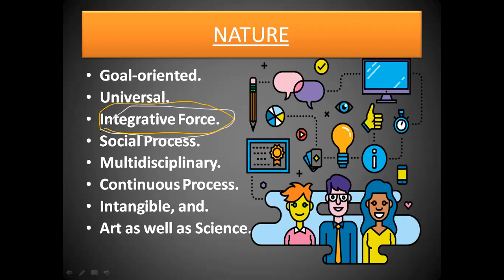Next thing is social process. It's a social process because there are numerous people involved in management. So you cannot do it on your own. Whenever you're managing, you're talking about many people. So it's a social process. You will be interacting with other people, and you will be knowing about their culture, their attitudes, their attributes, and so on. So it's a social process.